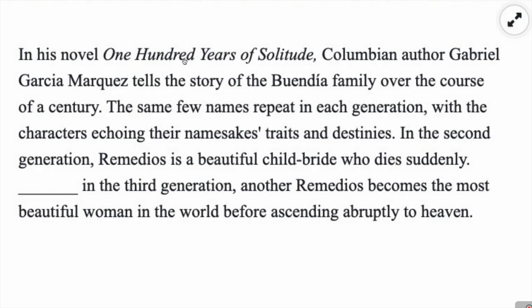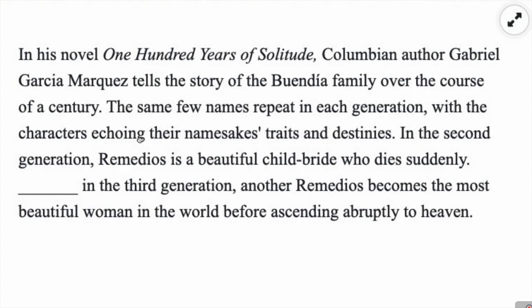Okay, so here in the novel 100 Years of Solitude, this author tells the story of a certain family over the course of a century. The same few names repeat in each generation, with the characters echoing their namesakes, traits, and destinies. So their namesakes will be the people that they are named after.